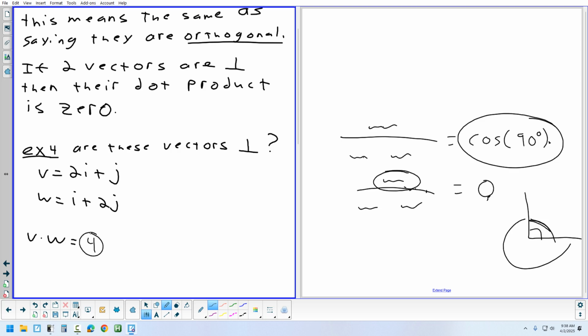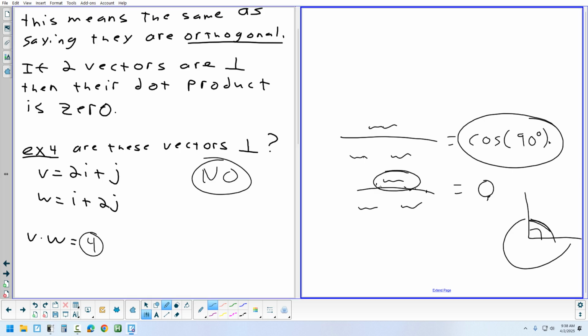What is the dot product supposed to come out to if they're perpendicular? 0. So are these vectors perpendicular? No. Because you have a 4 in the top. There's no way with a 4 in the top you would ever get this fraction to equal 0, which means there's no way this could ever be a 90-degree angle. So the answer is no.